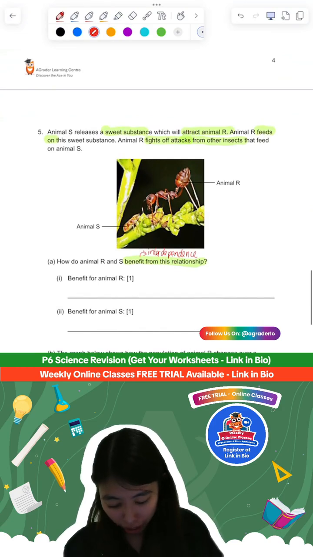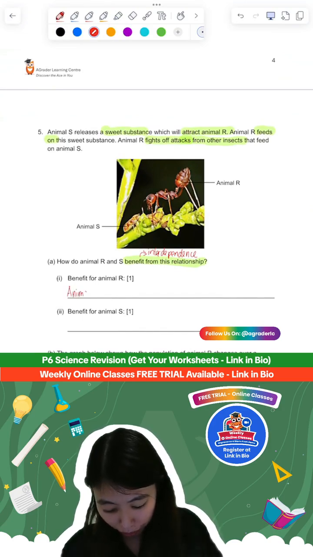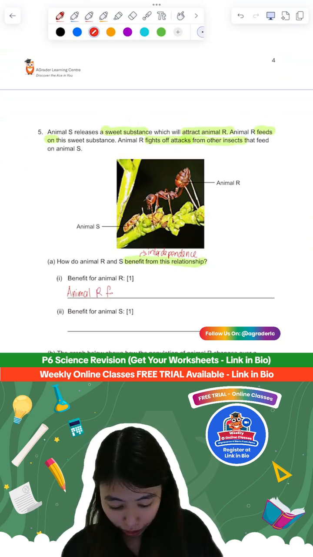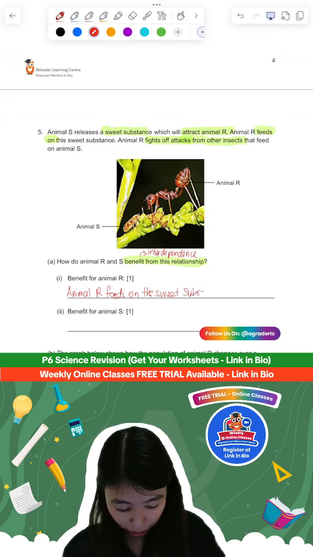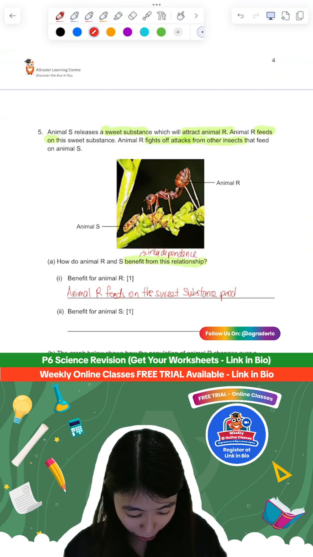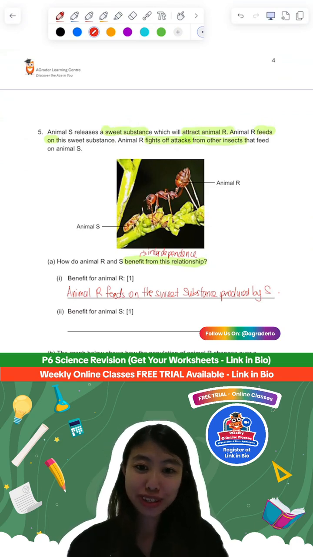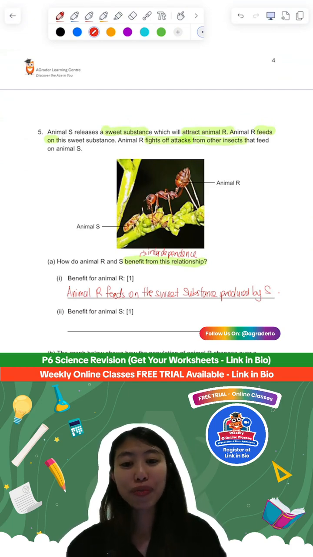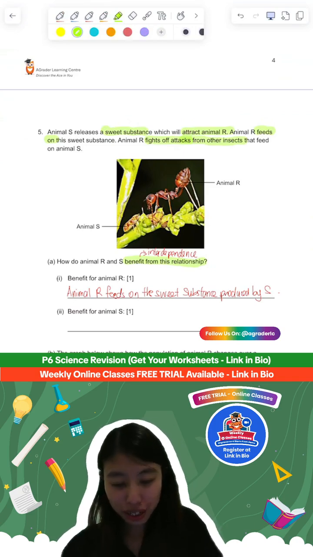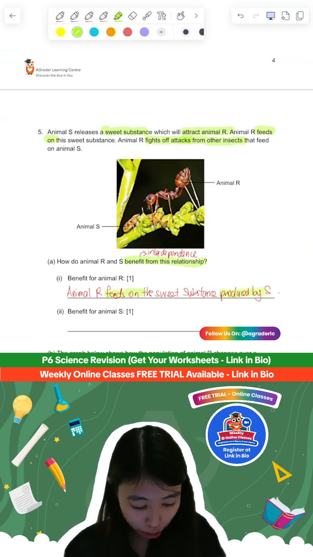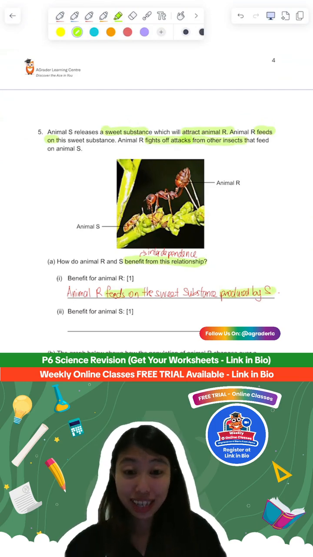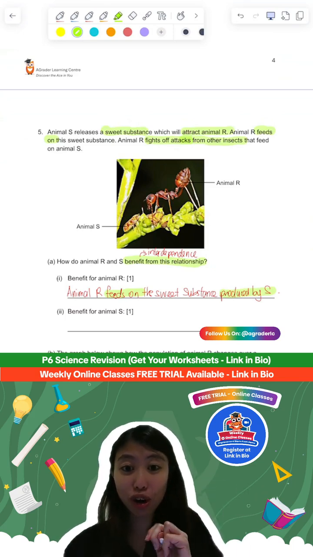You have to say the animal R feeds on the sweet substance produced by S. Or you can also say the animal R gets its food, which is produced by S, or gets its food from S. Also can. Basically, you need to mention feeds on something that's produced by S. So you must mention both R and S in your benefits.